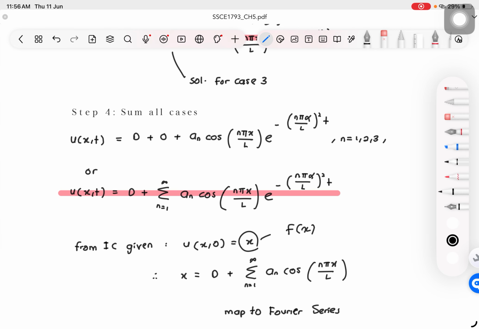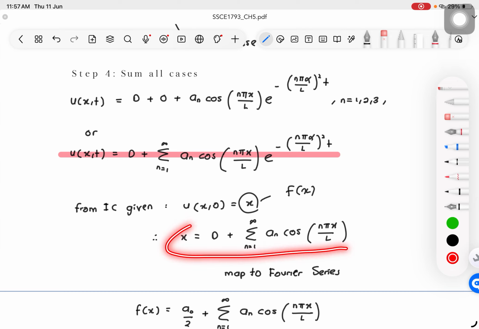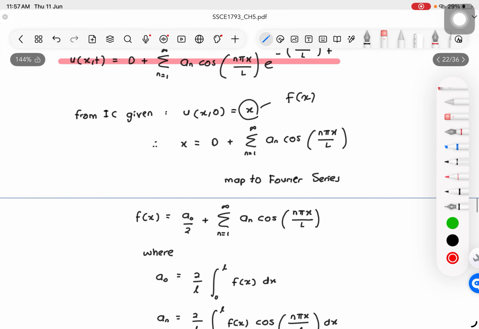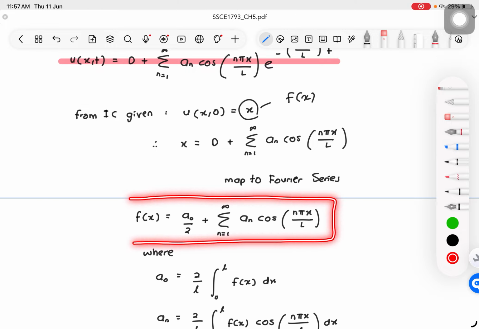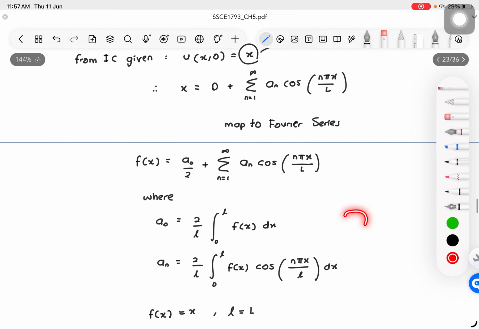So you have x is equal to D plus summation of this one. You can see here, summation of this one is going to map to the Fourier series for cos. So you recall back the Fourier series for cos, you're going to have your f(x) equal to this one, a naught over 2 plus the summation of this one. So this is the formula for how to find your a naught and also a n.